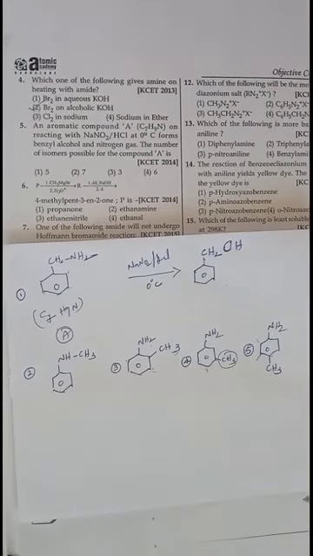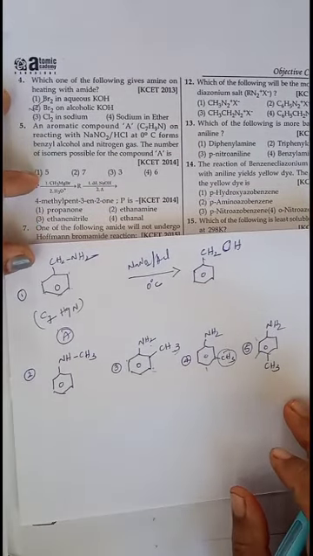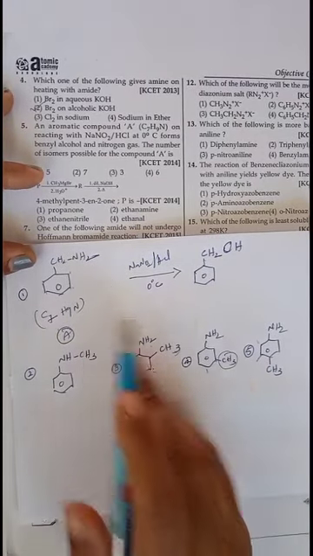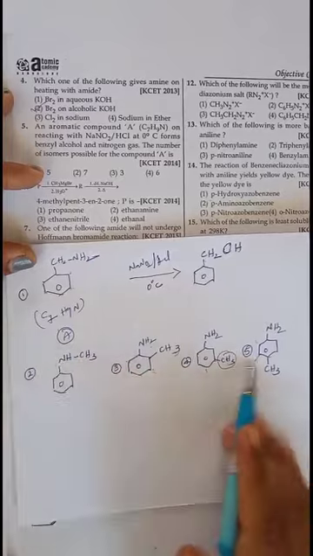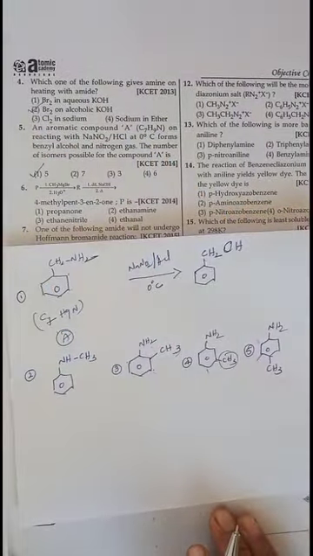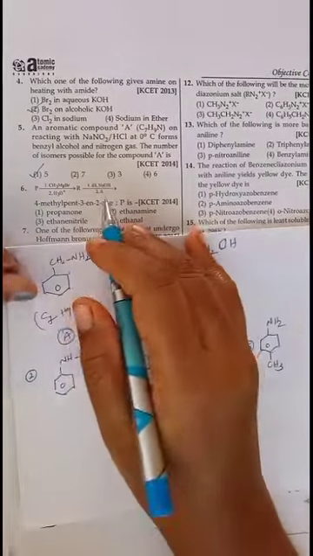So that means the total number of possible isomers with the molecular formula C7H9N is nothing but totally 5. So the answer is the first one. Now the next question. So sixth question we will discuss.